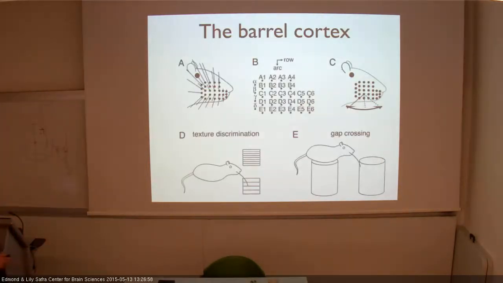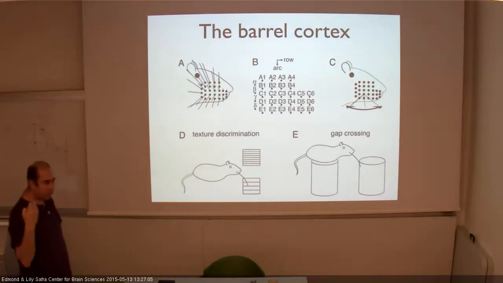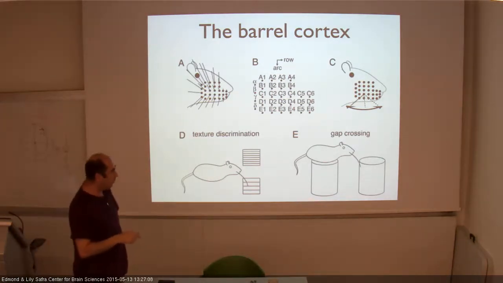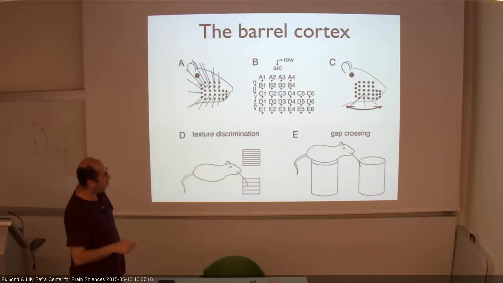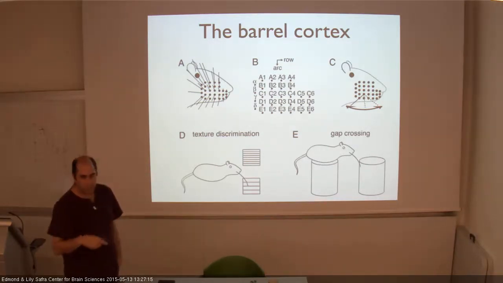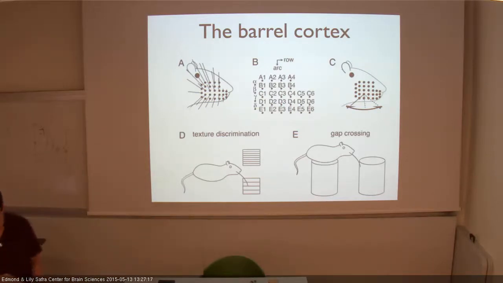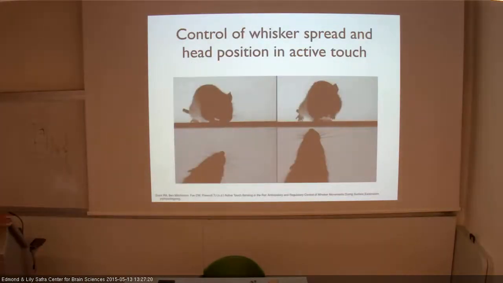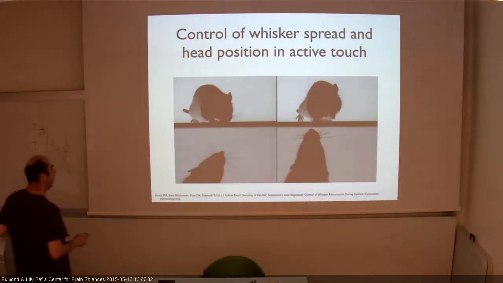But typically people thought that all they do is rhythmically move the whiskers back and forth, and they use that to extract information. And then they started to use high-speed cameras, and what you see here is a rat going in complete darkness on a platform, and there's a wall here that it cannot see. Okay, and I hope it will work.